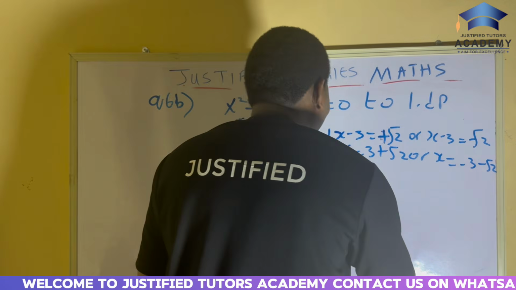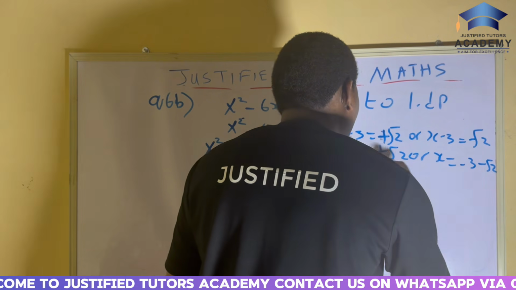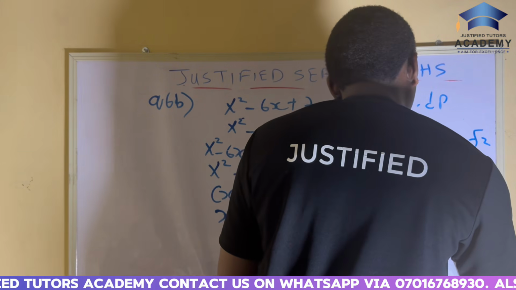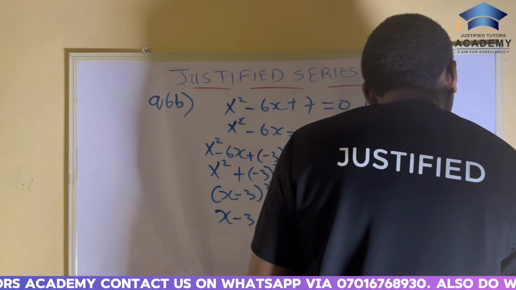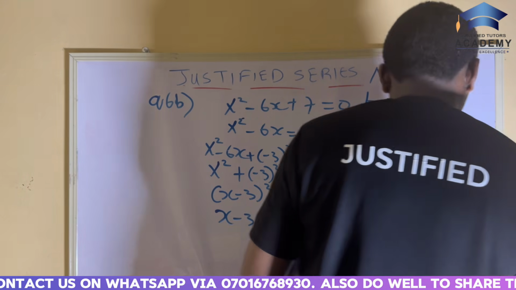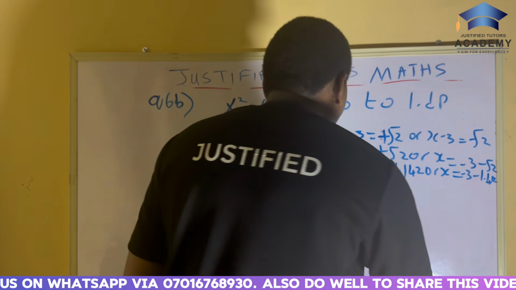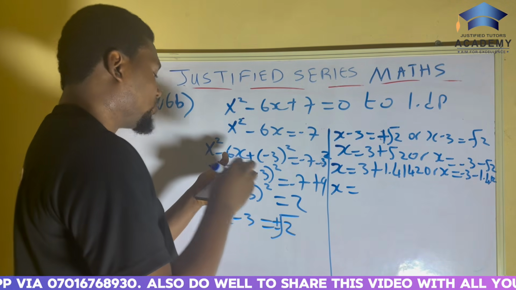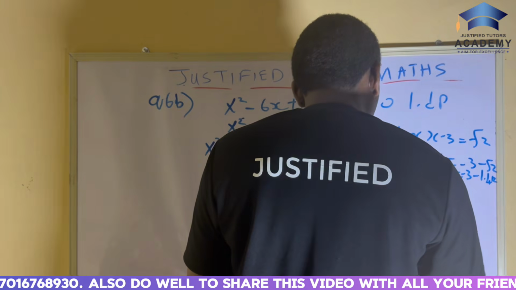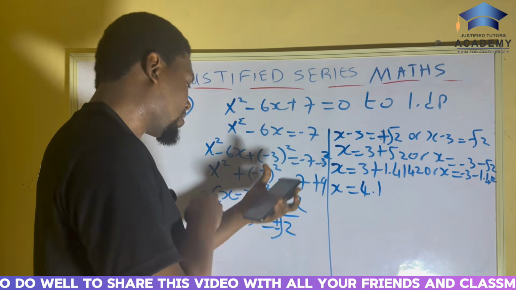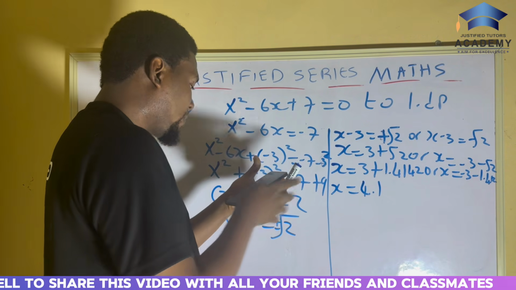The square root of 2 is 1.412. So x is equal to 3 plus 1.412, or x is equal to 3 minus 1.412. Are you getting me? So now, add this together, I beg. What will it give you? 3 plus 1.412.